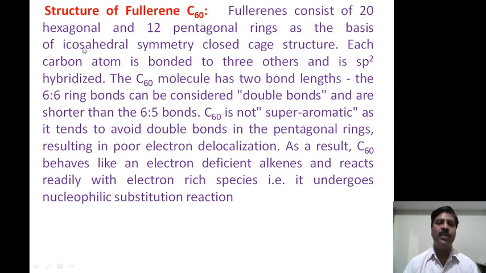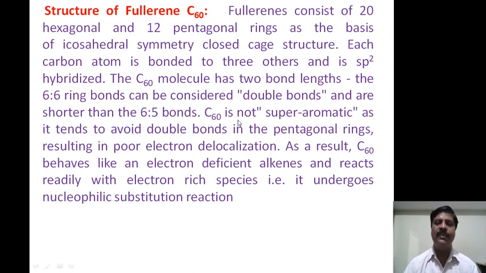Fullerenes consist of 20 hexagonal and 12 pentagonal rings as the basis of an icosahedral symmetry closed cage structure. Each carbon atom is bonded to 3 others and is sp2 hybridized. The C60 molecule has 2 bond lengths. The 6:6 ring bonds can be considered double bonds and are shorter than the 6:5 bonds, which are single bonds.